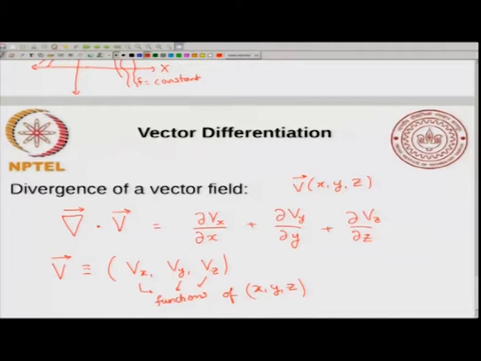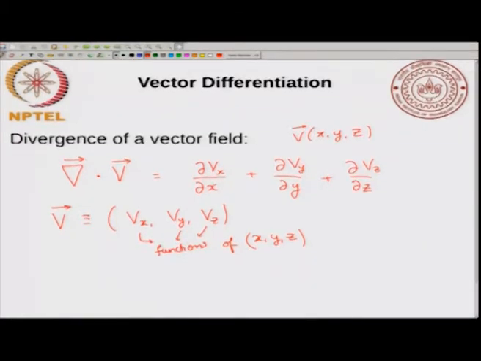So, I take this function. V_x is a function of x, y, z. I take the derivative with respect to x. V_y is also a function of x, y, z. I take a derivative with respect to y, and I take the derivative of V_z with respect to z. I add all those three. What I get is called the divergence of the vector field.